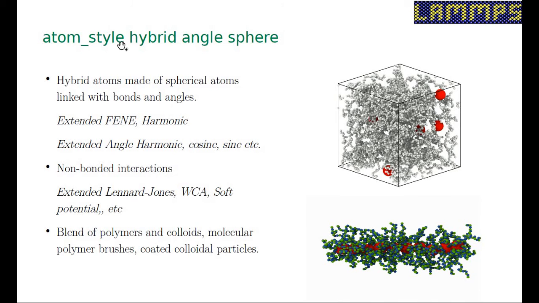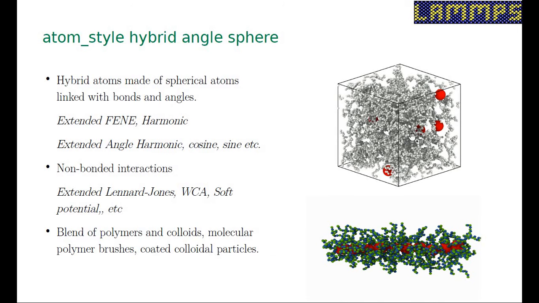Right, the Atomistic Hybrid. So as I said, hybrid atoms are made of spherical atoms linked with bonds and angles. So we can link to the spherical particles some polymers, like these two coarse graining molecules. So the spherical particles are here, and then we graft some semi-flexible polymers. In this case, we have flexible polymers and some spherical colloidal particles.